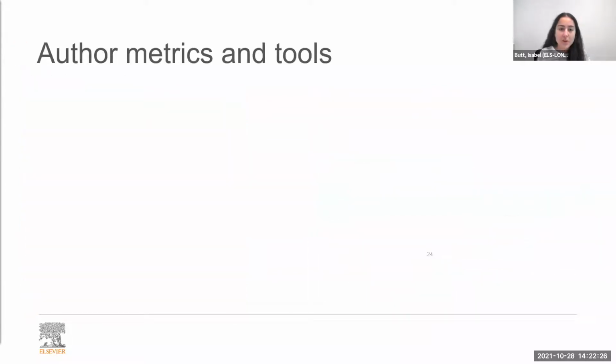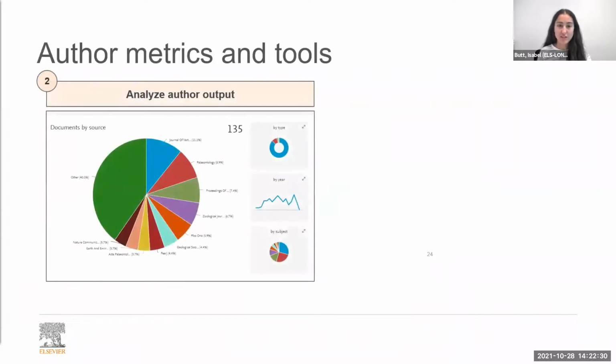So I promised to talk about some of the other author metrics and tools. So first, analyze author output. This is a collection of in-depth and visual analysis tools designed to give you a better picture of an author's publication history and influence. So it could be useful if you wanted to showcase your experience in a particular field or find a collaborator with a particular focus, or compare two candidates.